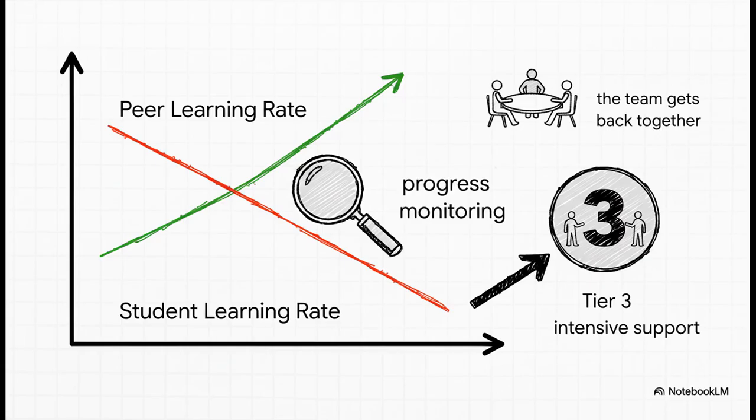Okay, this is so important. Deciding to move a student from Tier 2 to Tier 3, it's not a gut feeling thing at all. It is a decision driven completely by data. When your progress monitoring shows that a student's learning is still falling way behind their peers, even with that targeted help, that's the trigger. The team gets back together, they lay out all the numbers, and they decide if it's time for more intensive support.